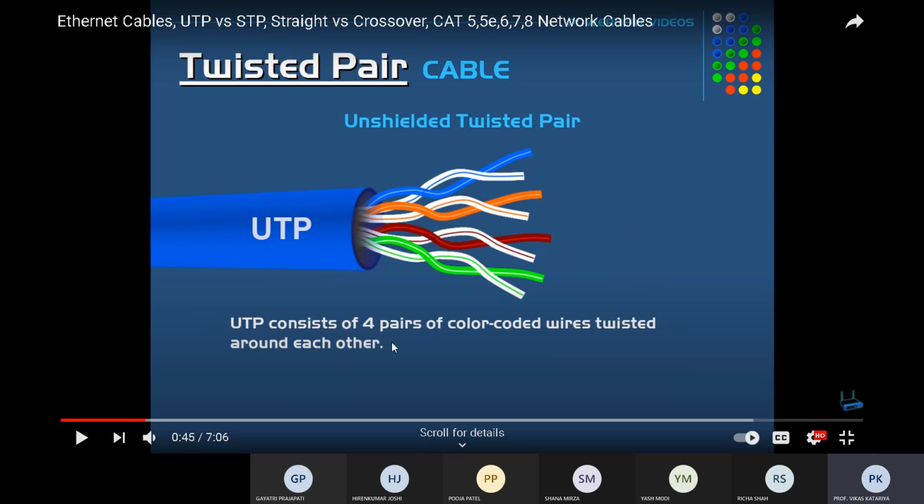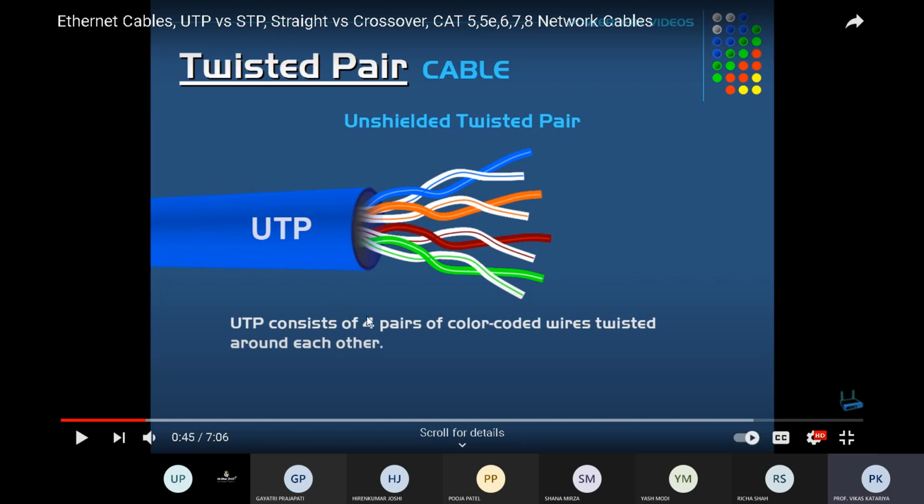So UTP consists of four pairs of color coded wires twisted around each other. As you can see in the diagram, we have four pairs of color coded wires which are required to be arranged based on the category of wire. Different standards or categories of wire can have different arrangements of color combinations in order to make a straight cable and a cross cable.